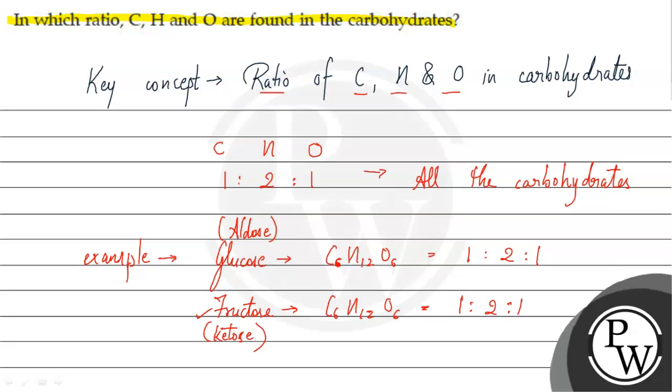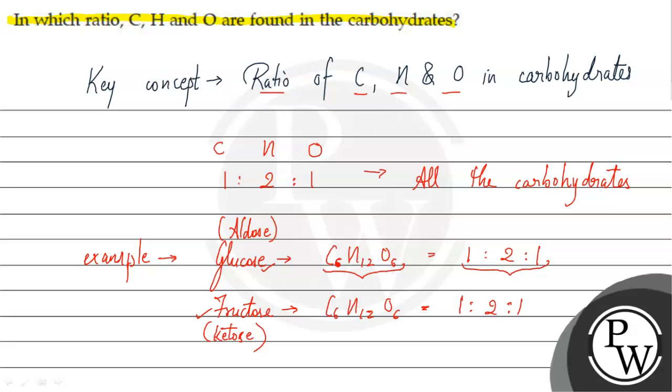Now we talk about the polysaccharides of glucose. For example, we are talking about polysaccharides. So for glucose polysaccharide, we have glycogen. But since all the monomeric units will have this kind of ratio, then even if they are multiplied by as many numbers as possible, they will still get the same ratio, that is 1:2:1.